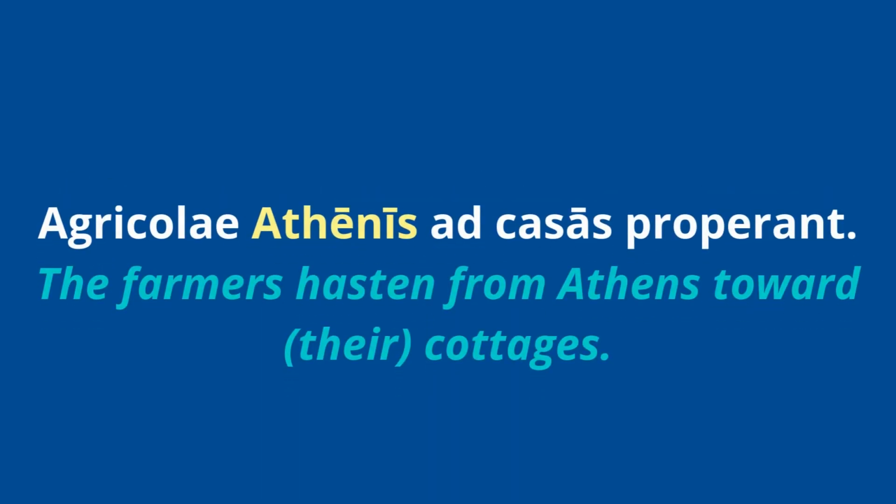Here we have Agricolae Athenis ad casas properant. Here we have Athenis again, exact same spelling, but it's expressing something different. I'm saying the farmers hasten to their cottages, okay? Their cottage or hut wouldn't be in the city of Athens. You're going out of the city of Athens, so it's ablative. So it looks just like the locative plural here because they use the same ending, but the context is telling you they're probably going from Athens, right? And because it's the name of a city, I do not need a preposition. You can just say Athenis, right? They hasten from Athens to their cottage.